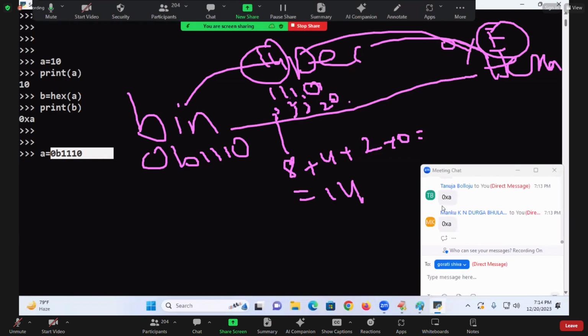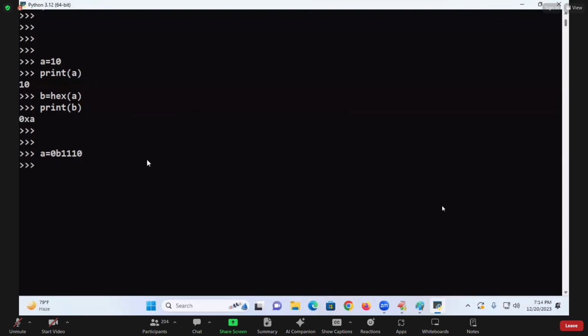0xe. Correct. So go to the place. Print of A, in decimal I am printing. And now B is equal to hex of A. You print B. You got 0xe. Understand? If you are too interested in printing capital E, that also I will tell you, don't worry about it. I will print that data in upper case. 0xe also I got it.